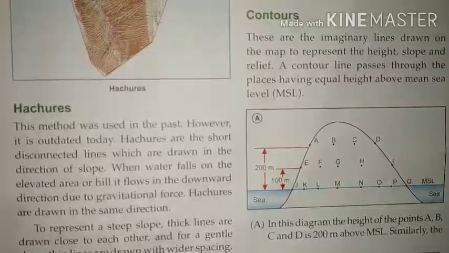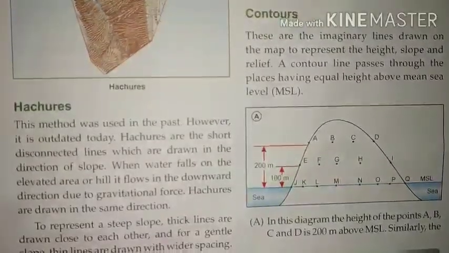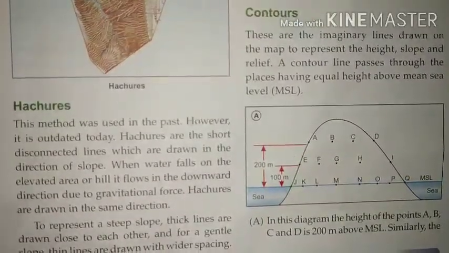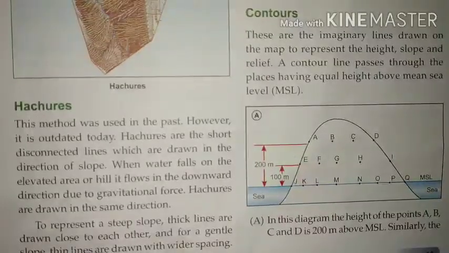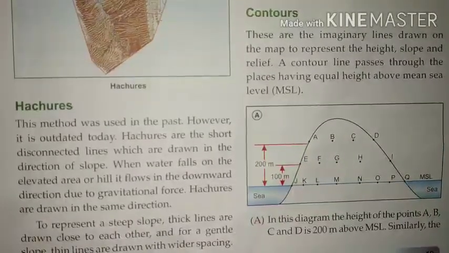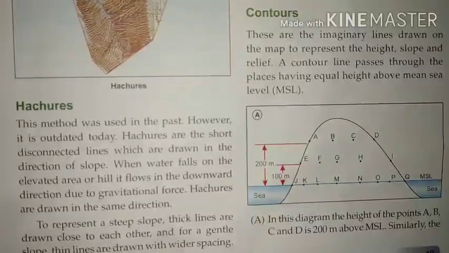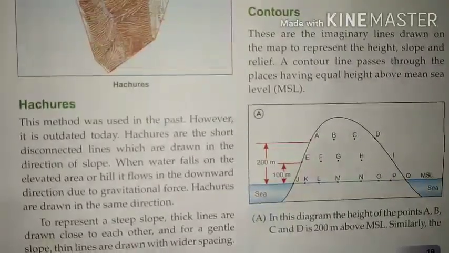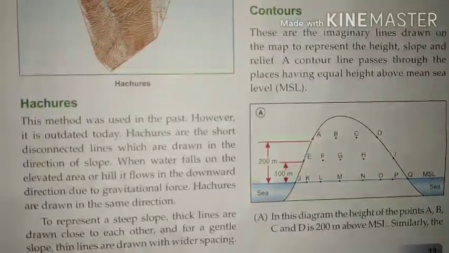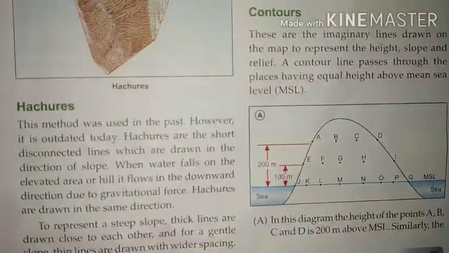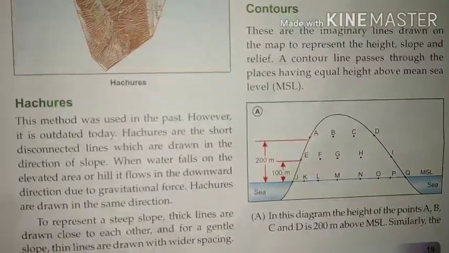A contour line passes through the places having equal height above mean sea level. So a contour line is an imaginary line which connects all the places which are having the same height from mean sea level. Okay. In this diagram, see this diagram?